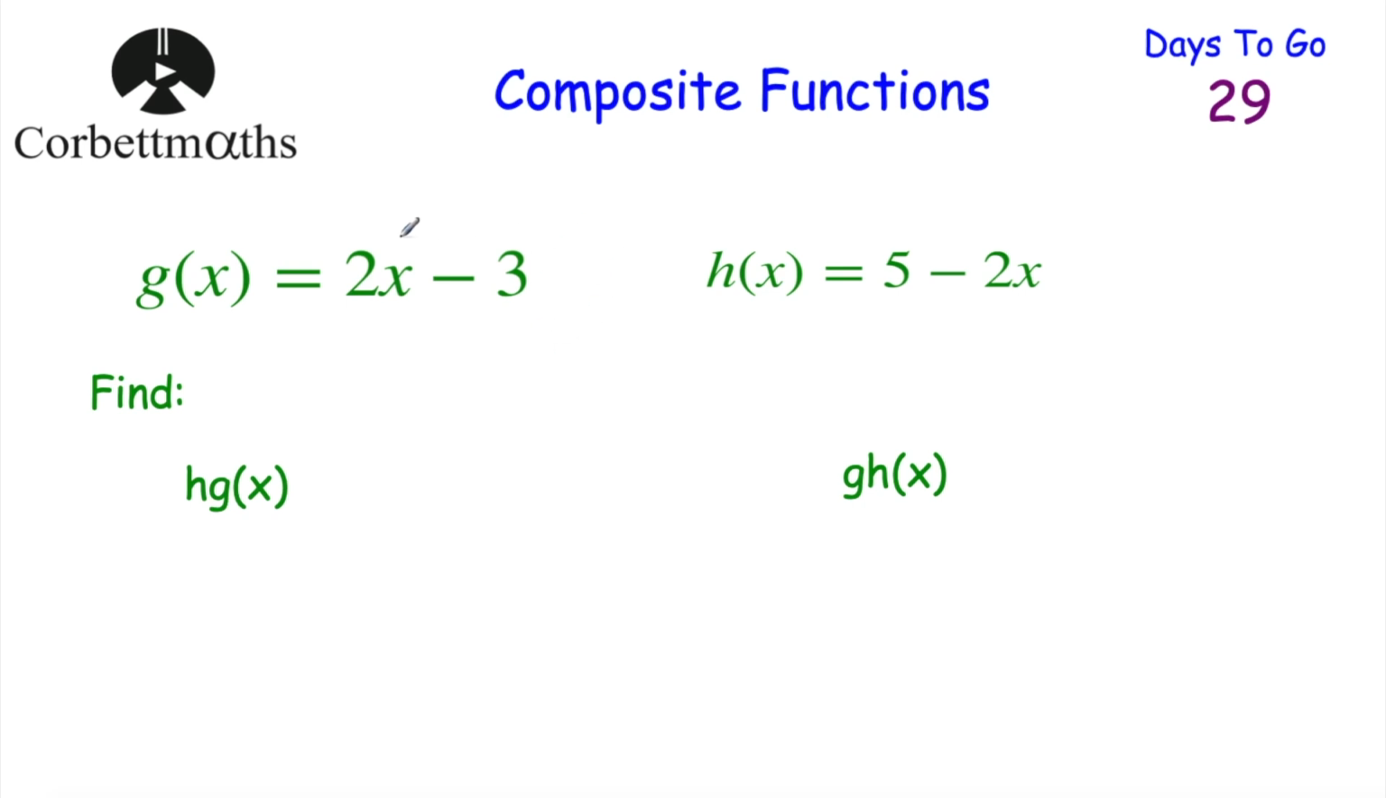Okay, let's have a look at another question for you to try. So we've got g of x is equal to 2x minus 3 and h of x is equal to 5 minus 2x. So can you find hg of x and gh of x? So feel free to press pause and try this now.